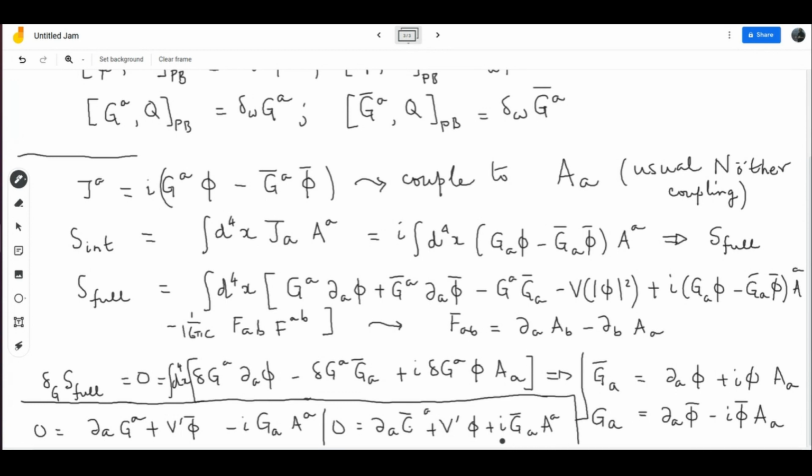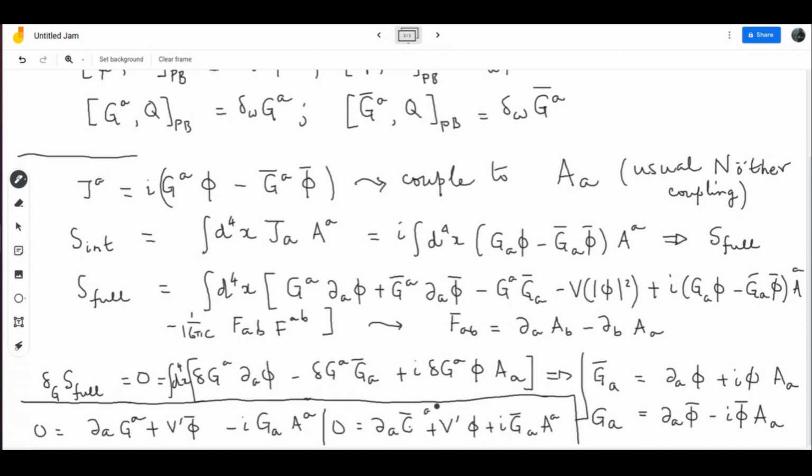Okay. Sir, can you repeat the last two lines? Actually, your video was pausing. Pausing, sir. After getting G A and G A bar, what did we actually do, sir? So G A and G A bar equation of motion has been derived. Okay, fine. Now I am doing a variation with respect to phi and phi bar. Variation with respect to phi will lead you to this equation. Variation with respect to phi bar will lead you to this equation. Okay. Got it.